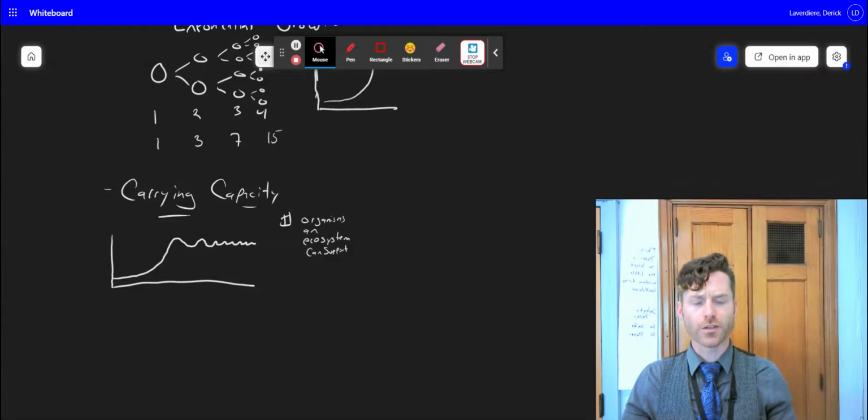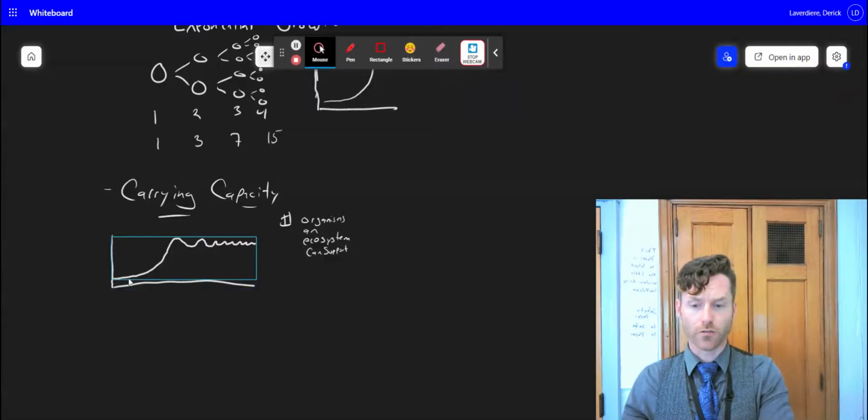And so when we get to that point where the population can't grow anymore because it's run out of some resource, that's called carrying capacity. If you look at the graph, you'll see that it grew exponentially. The population size grew exponentially. Eventually, it hit this carrying capacity.